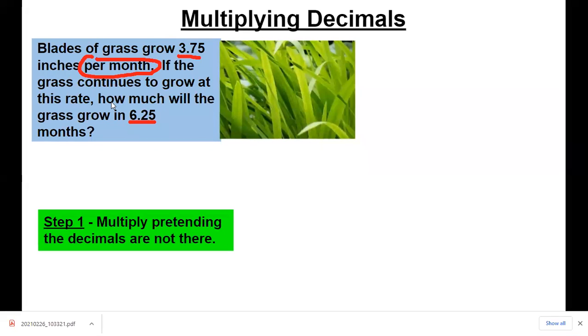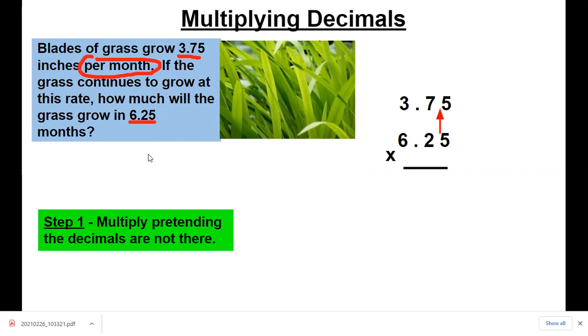So the number with more digits is going to go on top. Well, does it matter? Not in our case, because both numbers have 3 digits. So let's pretend the decimals aren't there, and we're going to line up our numbers. So we put a 5 under a 5, and the 2 under the 7, and the 3 under the 6. And then we're going to multiply.